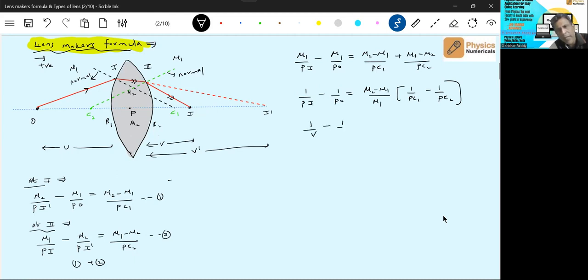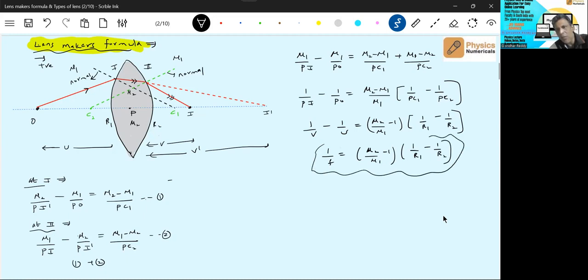So this will be v, this will be u, mu2 by mu1 minus 1, this will be 1 by r1, this will be 1 by r2. We know from the lens equation, this everything should be equal to 1 by f. All the things you have to substitute with sign. Okay, this is the basic lens maker formula.